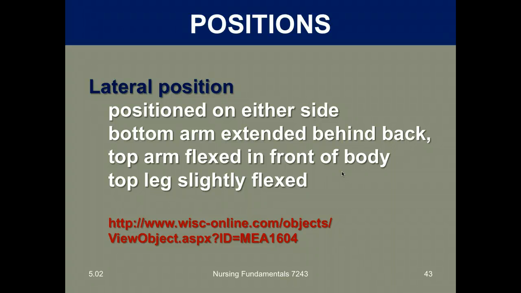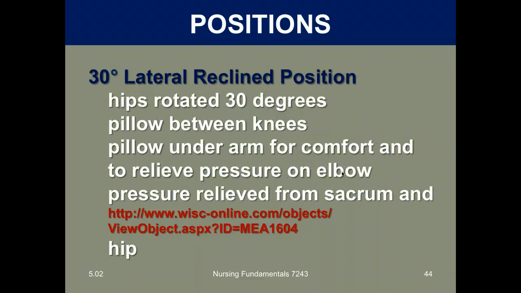The lateral position, you're positioned on either side, the bottom arm is extended behind the back, the top arm is flexed in front of the body, and the top leg is slightly flexed. A 30-degree lateral reclined position, the hips are rotated 30 degrees, a pillow is between the knees, the pillow is placed under the arm for comfort and to relieve pressure on the elbow. Pressure is relieved from the sacrum and the hip.